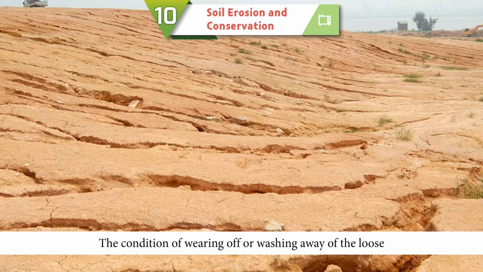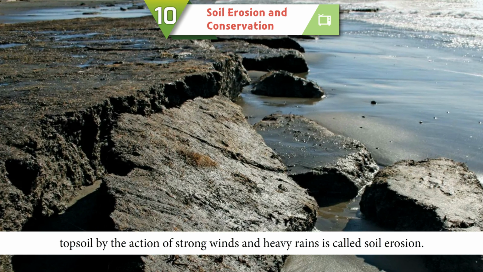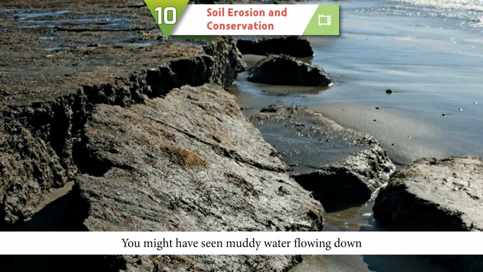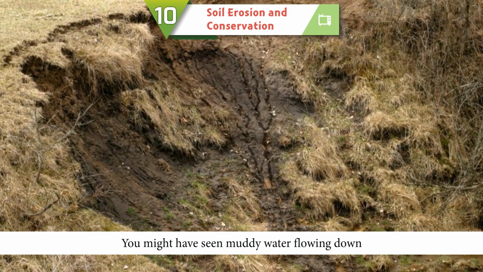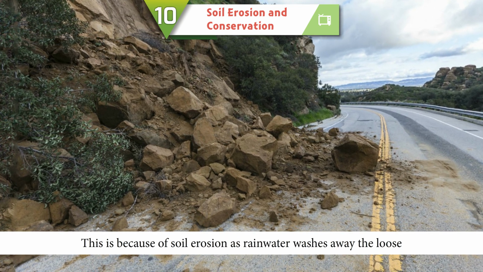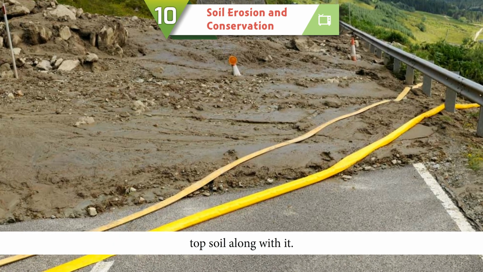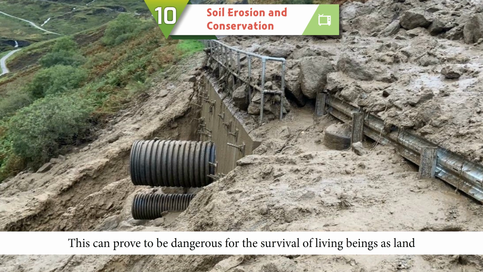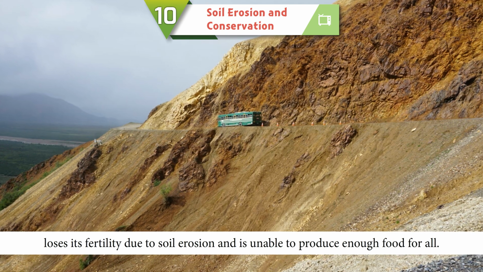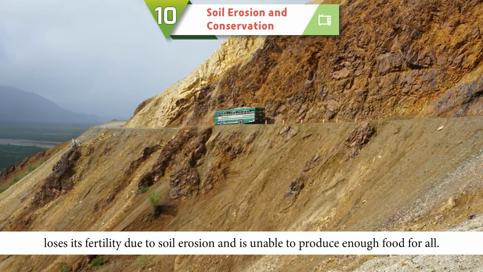Soil erosion. The condition of wearing off or washing away of the loose topsoil by the action of strong winds and heavy rains is called soil erosion. You might have seen muddy water flowing down the hills or flowing through the streets during rainy season. This is because of soil erosion, as rainwater washes away the loose topsoil along with it. This can prove to be dangerous for the survival of living beings, as land loses its fertility due to soil erosion and is unable to produce enough food for all.